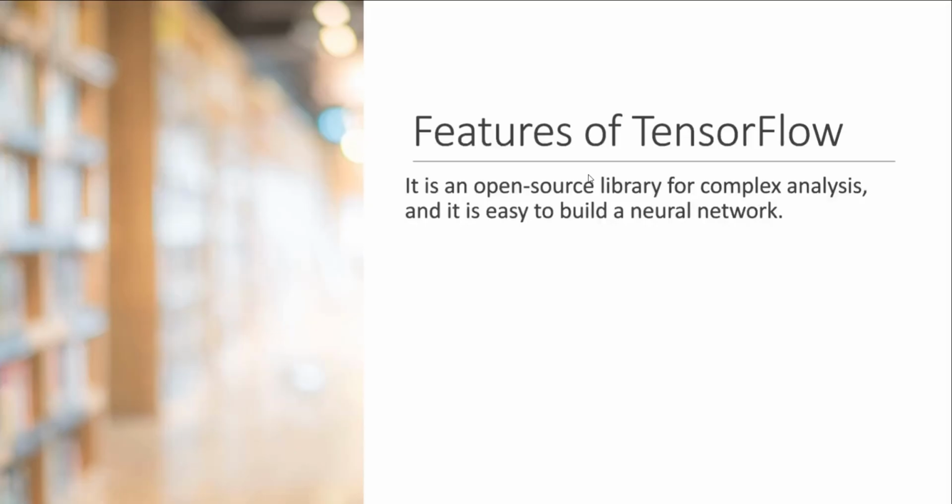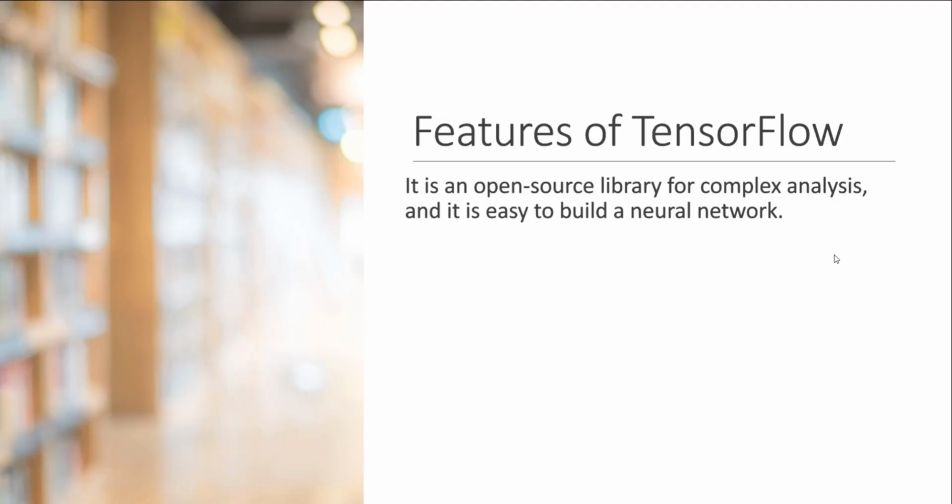Now we will discuss some features of TensorFlow. Basically, it is an open source library for complex analysis, and it is easy to build a neural network, and it also handles a large amount of data, for which we can easily use the TensorFlow library. It supports multiple programming languages like Python, C++ and Java. It defines the level of abstraction, reducing the development time, and it is easily trainable on architectures like CPUs and GPUs. It is also used to display images and graphs and deploy machine learning models, and it also works in any environment like Android and iOS.